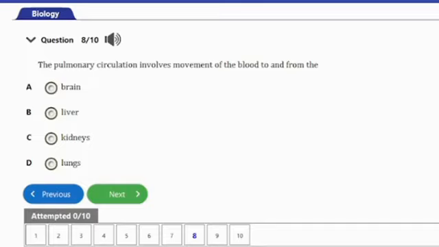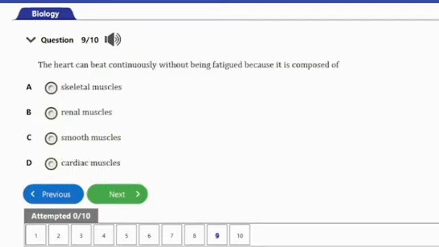Let's go ahead and consider the next question. Question number 9 says, the heart can beat continuously without being fatigued because it is composed of A. skeletal muscles, B. renal muscles, C. smooth muscles, D. cardiac muscles. The answer to this question is option D, and that's the cardiac muscles.